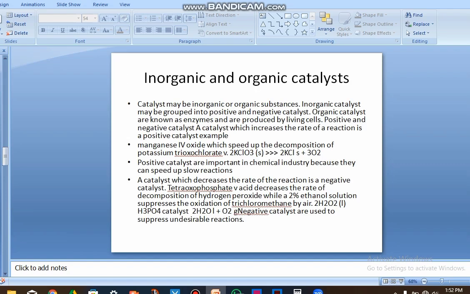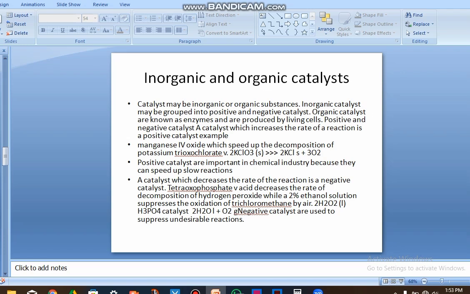So from here you will understand more about a catalyst. A catalyst may be inorganic or organic. Let's look at the inorganic aspect of catalyst. Catalysts may be inorganic or organic substances. Inorganic catalysts may be grouped into positive and negative catalysts. Take note, inorganic, not organic.